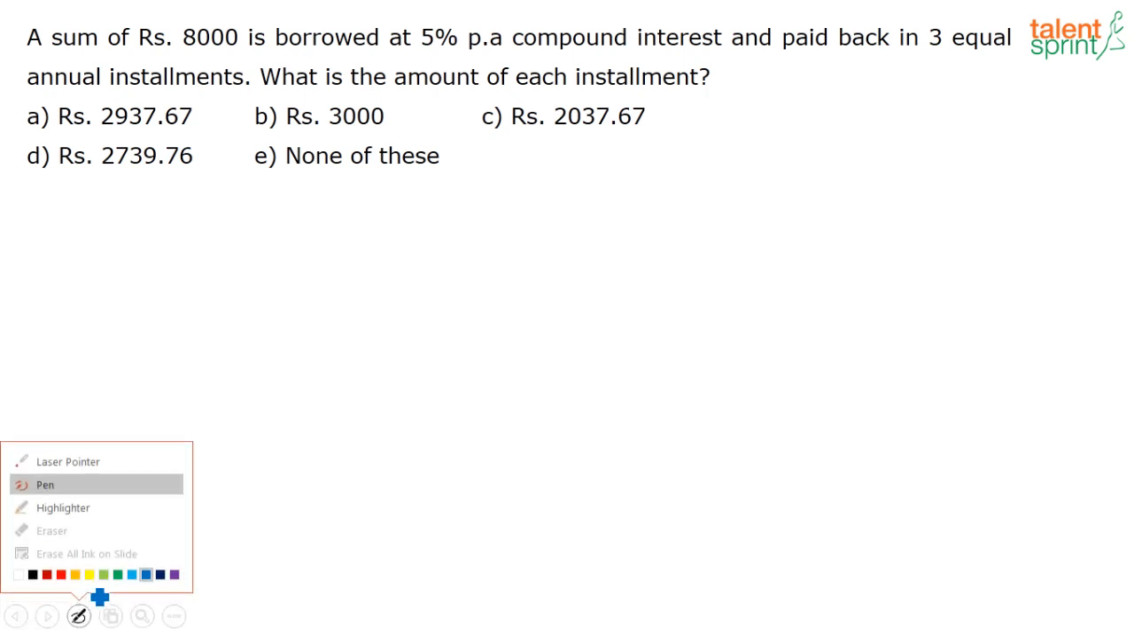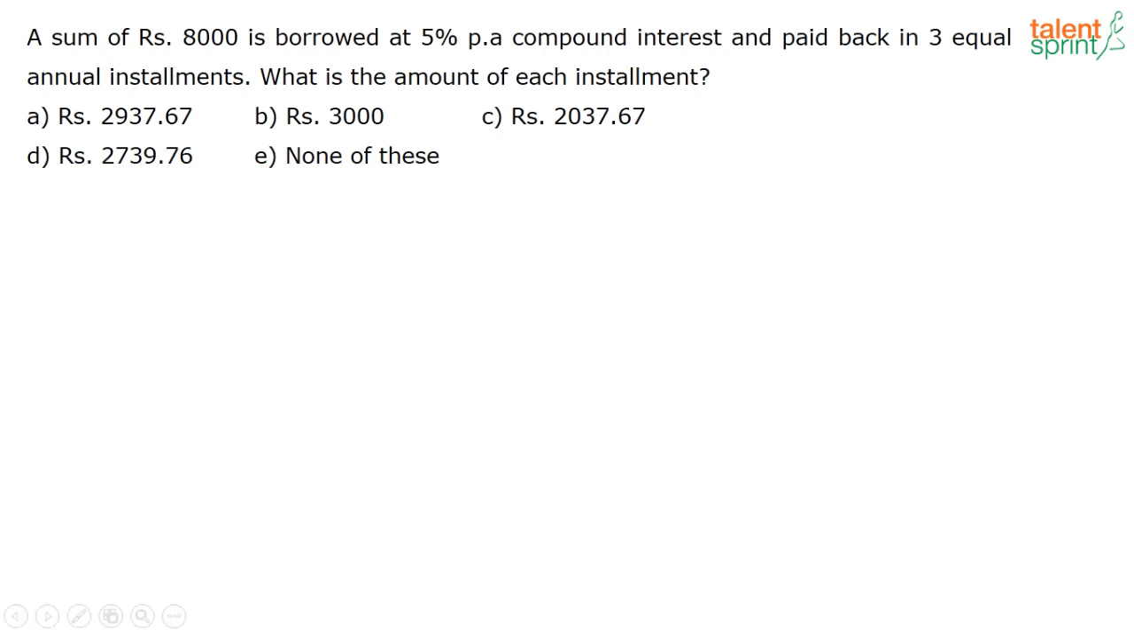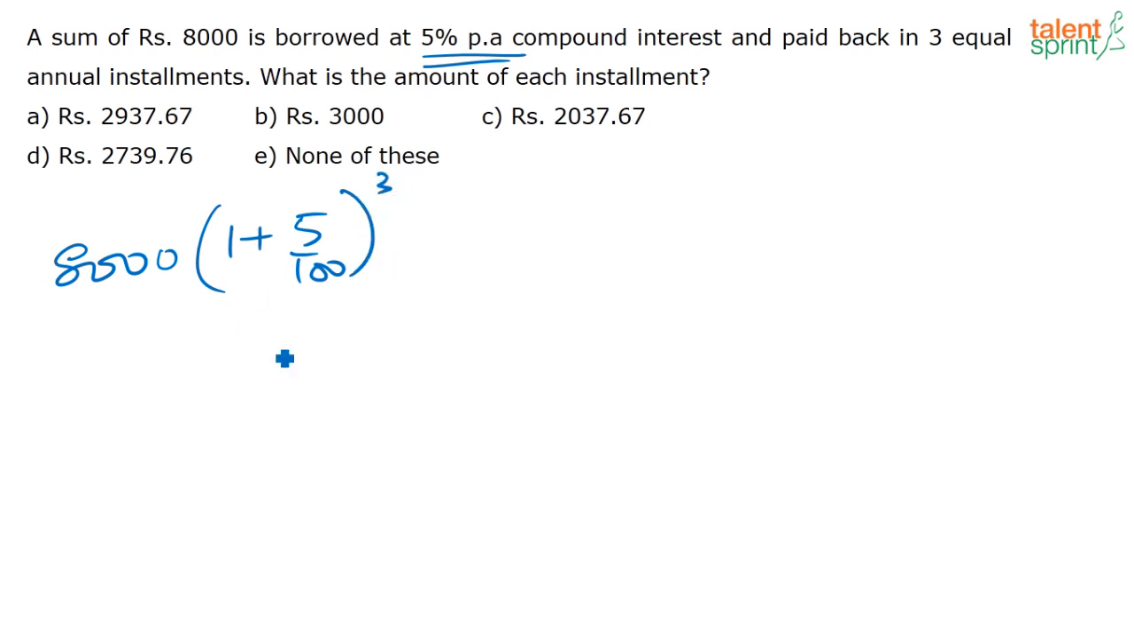Now, let us see how to solve this question. Here, 8,000 rupees at 5% compound interest for 3 years. If I am investing this 8,000 rupees in a bank for 3 years with interest of 5%, what will be the amount that I get back? 1 plus 5 by 100, the whole cube.